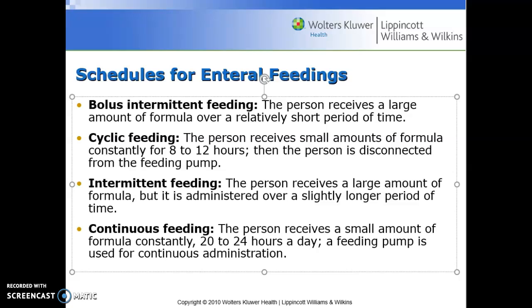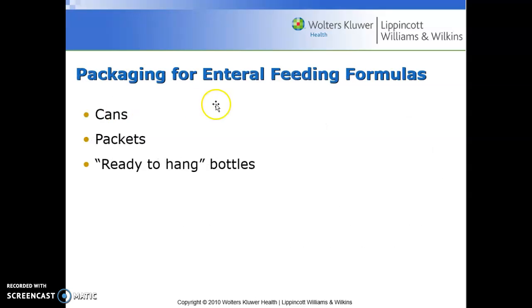With continuous feeding, the nurse must monitor to make sure that the bag does not empty out. We don't want that pump sitting there running and nothing being in that bag. There's different types of packaging for the feeding formulas. They can come in cans, packets, or ready-to-hang bottles. We just want to make sure before we administer this feeding that we flush the line and prime the line. We don't want a bunch of air going into the stomach because this could potentially gas them up.